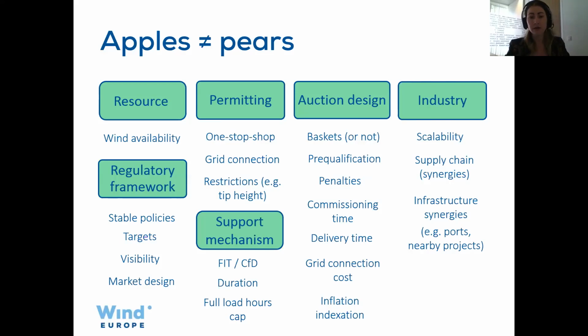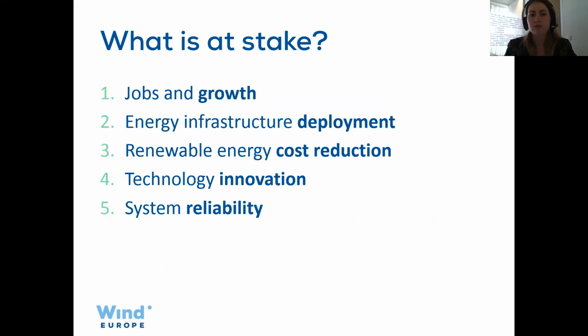Now, when we design auctions from a European perspective, there are, of course, certain objectives that this auction needs to deliver. And from a purely industry perspective, it's first about jobs and growth. How do we sustain the supply chain, which is currently in place for our sector? Would these auctions be able to deliver good deployment volumes that will allow us to exploit economies of scale, that will allow us to cut the costs further, that will allow us to develop new technologies, but ultimately also that will make us also able to have different mix of technologies on the grid and have system reliability in the long term.